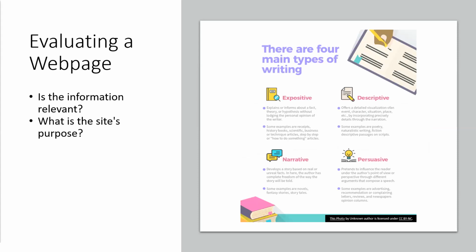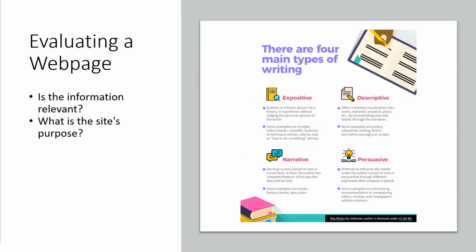Next, you want to think about what the purpose of the site is. Specifically, even the purpose of the web page or article that you're looking at. There are generally 4 purposes for writing anything, and they are expositive, descriptive, narrative, and persuasive.